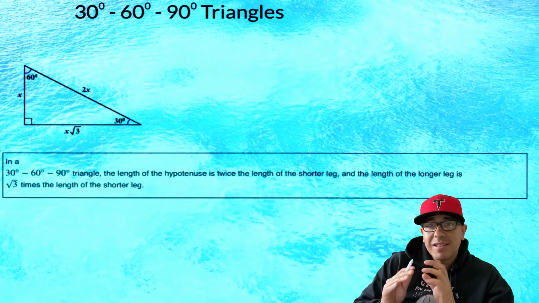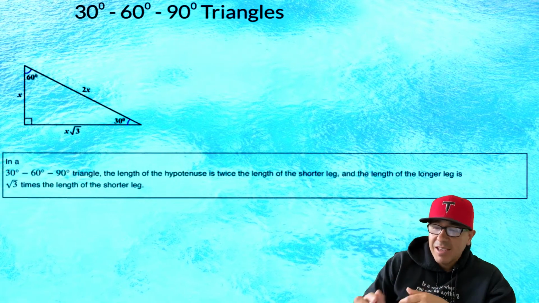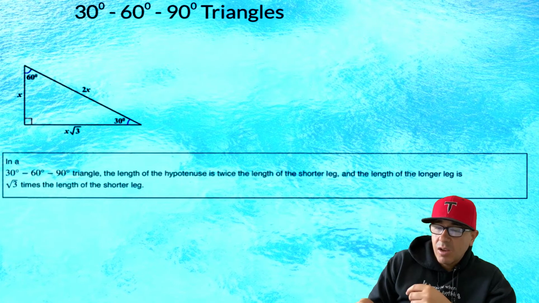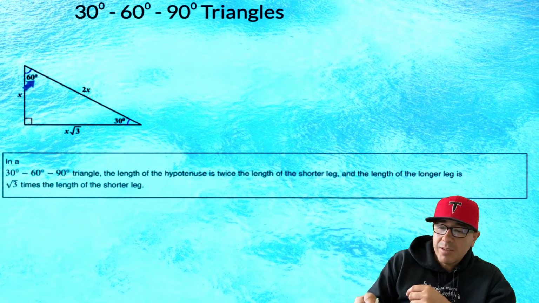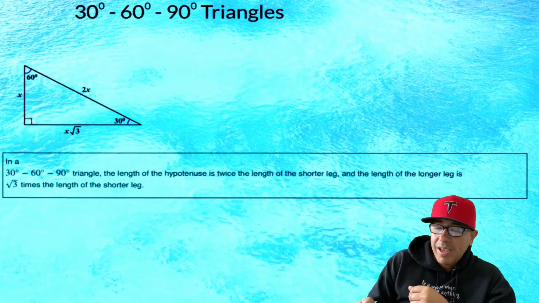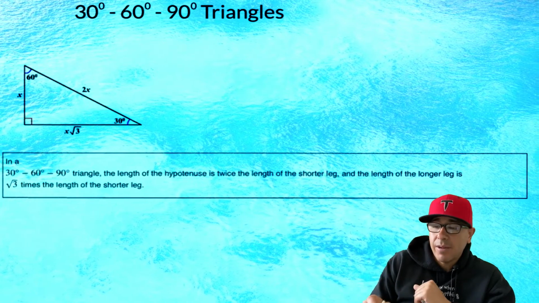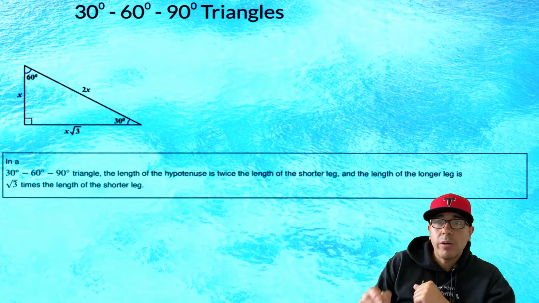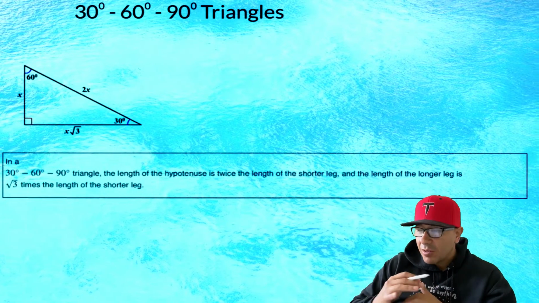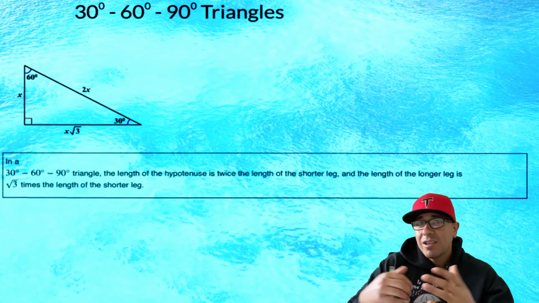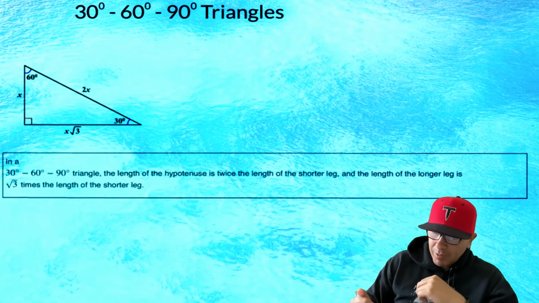And then the one that's going to take a little bit of work is this middle side, which is always going to be directly across from 60 degrees. And the relationship is you take the smallest side and you multiply it by root 3, the square root of 3. All right, so let's get some examples so we can see this relationship in action. And you're going to see it's pretty easy. All right, so here we go.